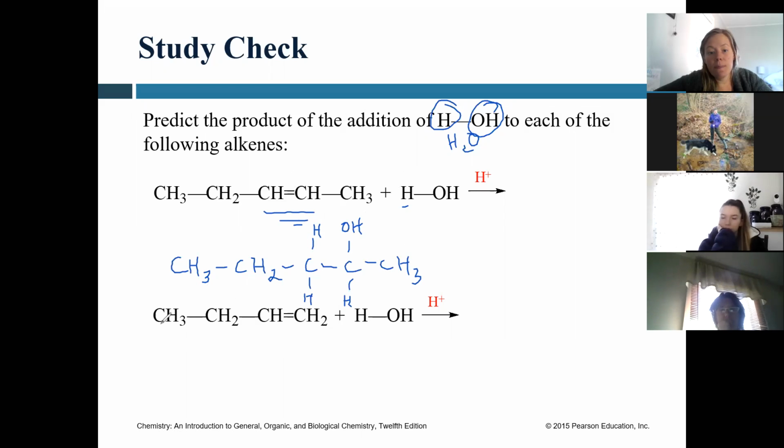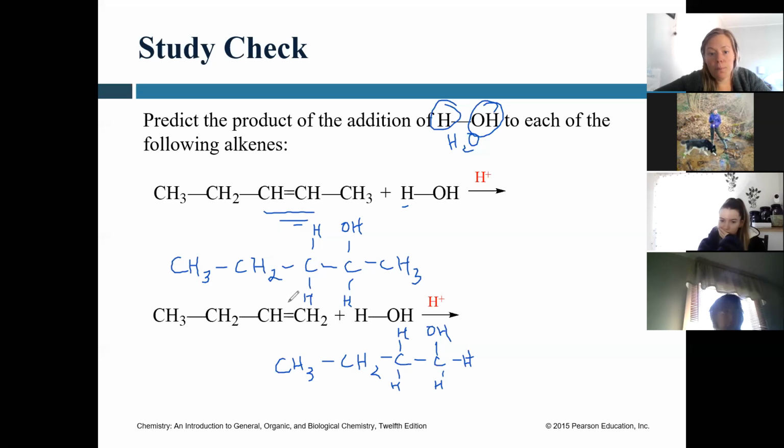Looking at this one here, the difference is that this one had the double bond somewhere in the center of the chain. This one has the double bond at the end. The process is the same though. I've got CH3, CH2, carbon here is originally just bonded to 1 hydrogen, and then it's bonded to this other carbon, and this carbon had 2 hydrogens. I'm going to open up that double bond. So there's 2 open slots, and I'm going to put a hydrogen and an OH there.